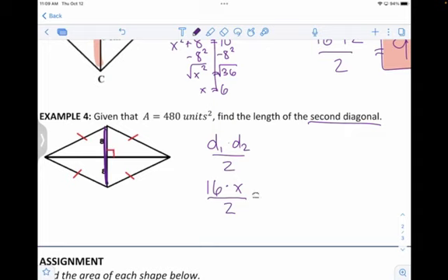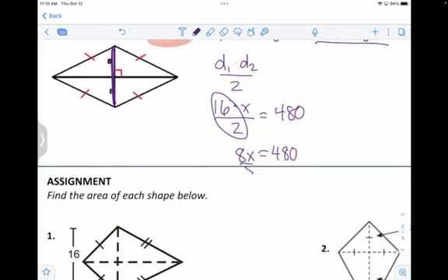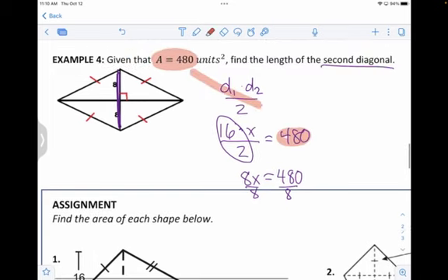16 equals what? Do we know the area? We know the area. Area is 480. You could divide 16 by 2, right? Okay, look up here. It's almost the end of the period. We can simplify this. 16 divided by 2 is 8. And now it's just a simple one-step equation. How do I get x? Divide by 8. But do you see how I set it equal to what I knew the area was? I knew the area was 480. What is that, 60?